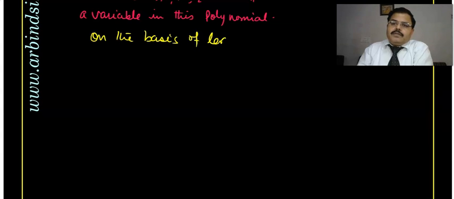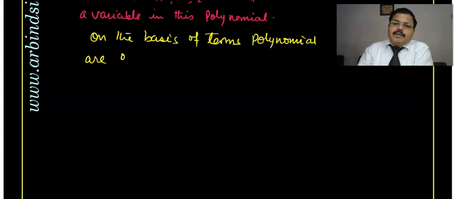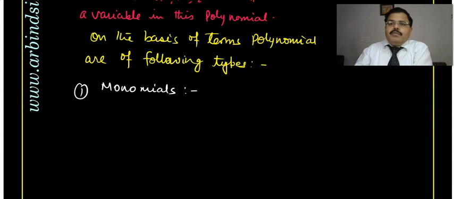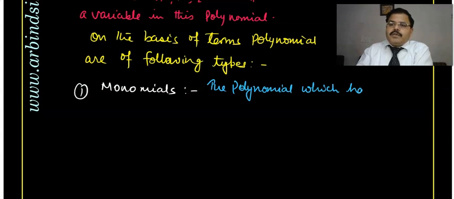On the basis of terms, polynomials are of the following types. The first one is monomials. The polynomial which has only one term is called a monomial.